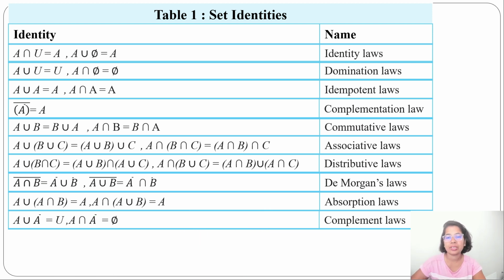I already discussed all these identities in logical equivalence in the first chapter, mathematical logic. Just go through that, both are the same, just the names are different. Here we used union, intersection, there we used and, or, or you can say conjunction, disjunction. In the next lecture I will discuss some proofs of these laws.